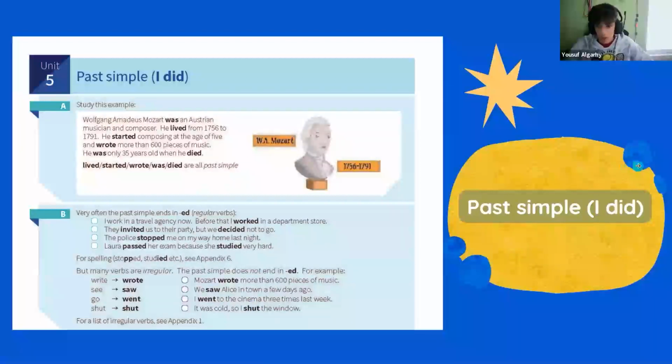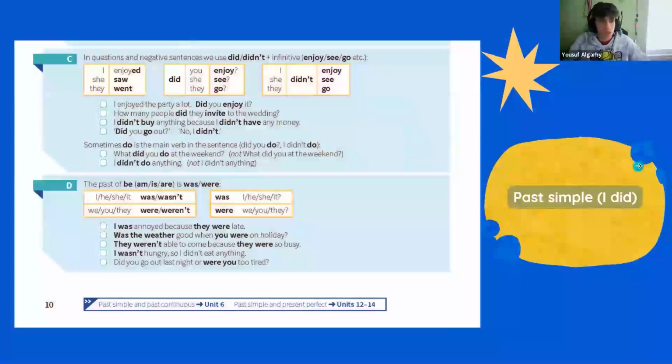All right. So in questions and negative sentences, we use did and didn't plus an infinitive. So an infinitive is something like enjoy, see, go, things like that. All right. So I enjoyed. She saw, they went. All right. Did you enjoy? Did she see? Did they go? Things like that. Then we have like, I didn't enjoy. She didn't see. They didn't go.